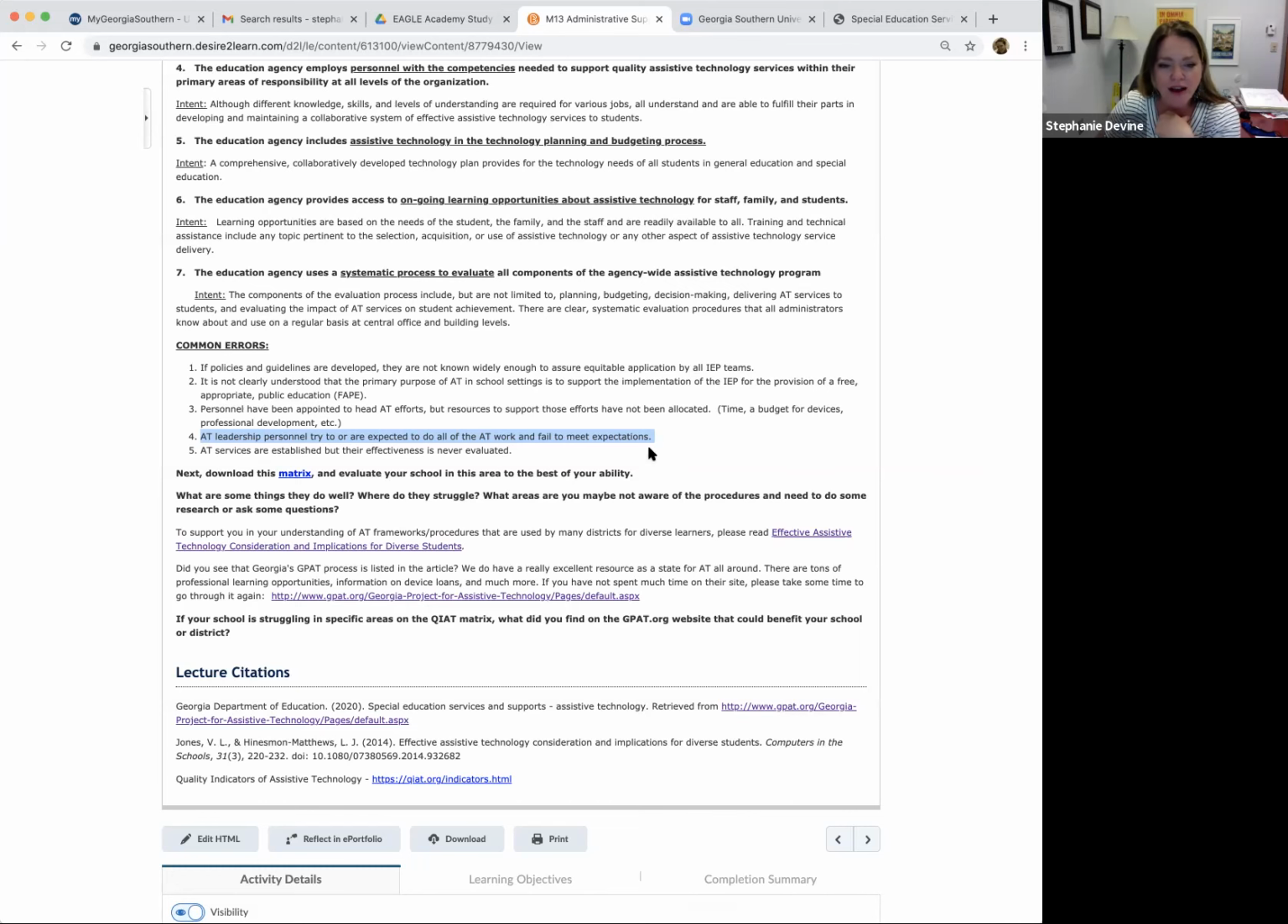All right, number 5: AT services are established, but their effectiveness is never evaluated. And so maybe you have some loose systems in place, but nobody's really collecting any kind of data. We're not really determining in any sort of quantifiable way, or even qualitative way, that this has been effective.